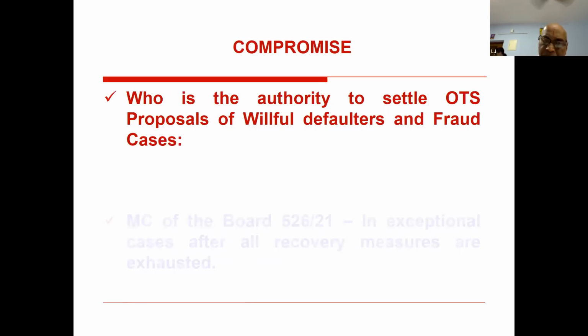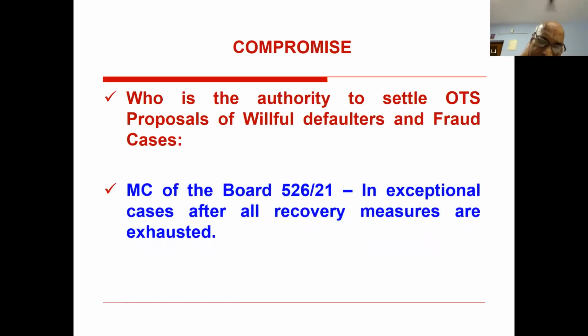Who is the authority? Originally it was the CAC of the board. Now, in HO Circular 526 of 2021, they told the topmost authority in the hierarchy is the MC of the board, the management committee. The management committee is the topmost authority. Certain topmost senior officials will be there. That is then followed by the credit approval committee of the board, CAC of the board.